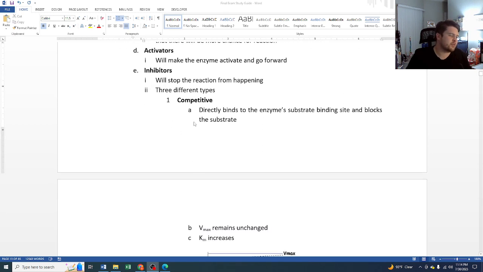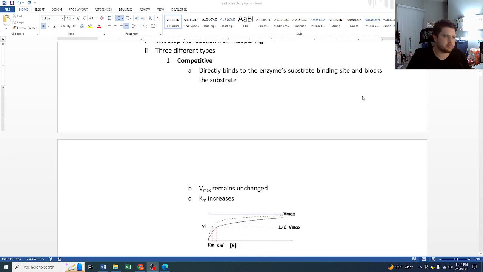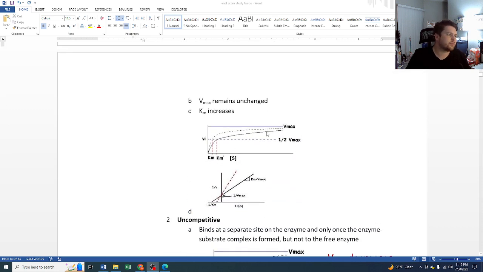Talking about inhibitors, we have 3 different types. We have competitive, which directly binds to the enzyme substrate binding site and blocks the substrate. When this happens, the Vmax, so that's the velocity at which the reaction occurs, remains unchanged, but the Km increases, which is the amount of time that it's going to take it to get to half of its Vmax.